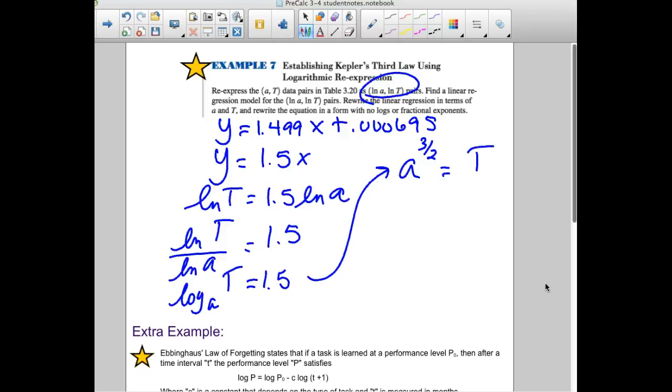But then it said we don't want any fractional exponents. What does that little 2 in the denominator of our power mean? It's a square root. So could we square both sides to get rid of that? If we square both sides, we've got a to the 3rd equaling t to the 2nd. And that's Kepler's third law, right? It said it was the cube of the distance equaling the square of the period for its orbit.